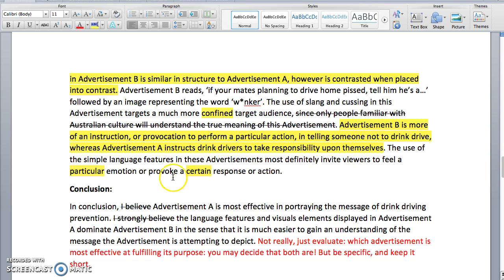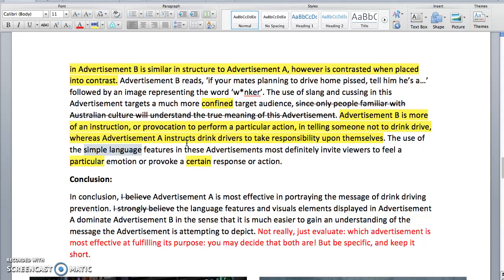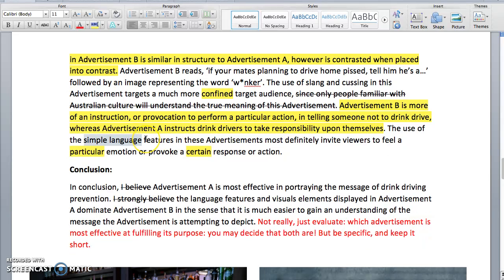And is it simple language? Yeah, it's simple language in both. It's colloquial language in both, but in advertisement A, it's language used by young adult office workers as opposed to the really intensely blokey language of advertisement B.